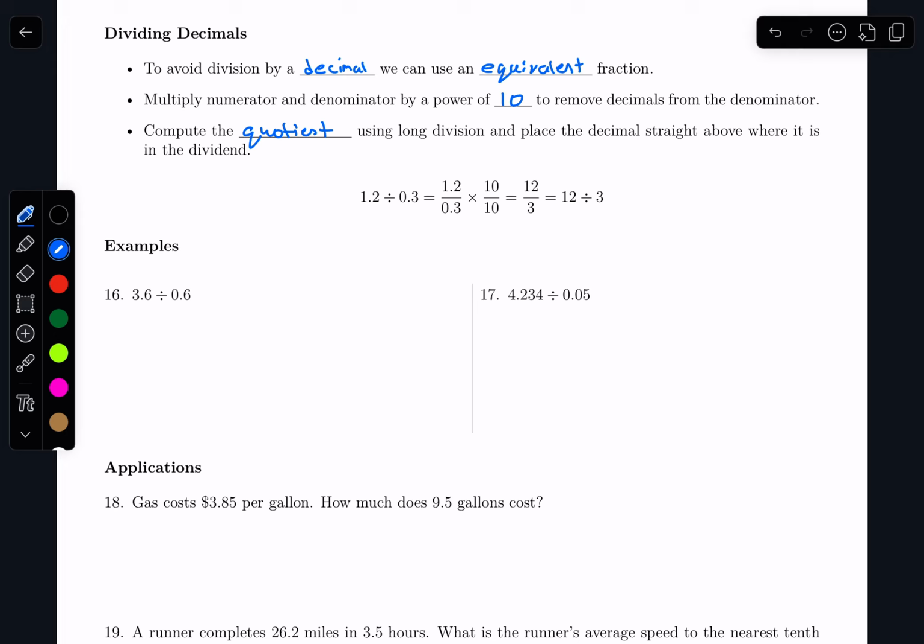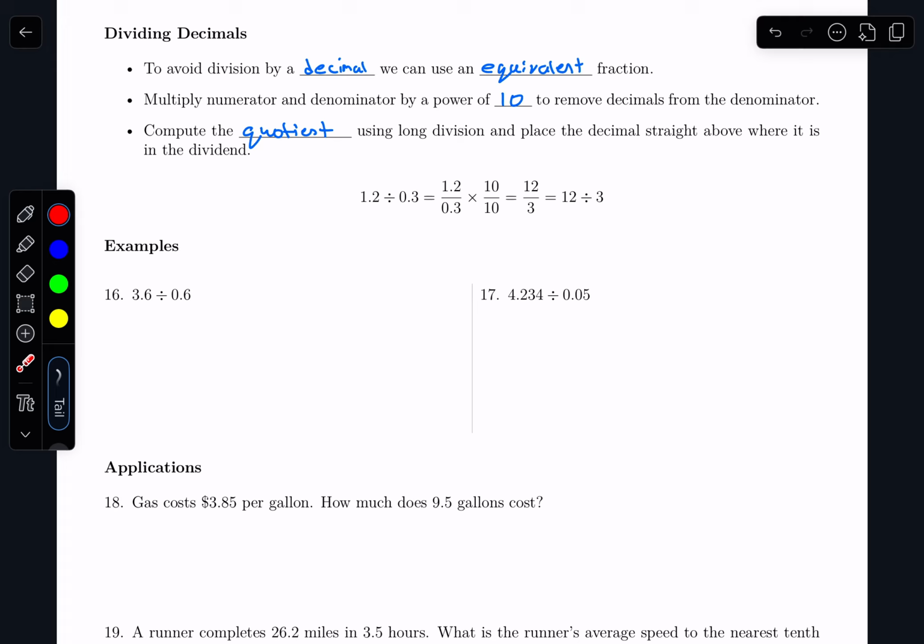Then we're going to compute the quotient using long division and place the decimal straight above where it is in the dividend. So what I mean by all this, when we write this division symbol in between two numbers, that's the same as writing a fraction. So 1.2 divided by 0.3 is the same as 1.2 in the numerator and 0.3 in the denominator. When we say to divide, what we really mean is make this denominator a 1 by finding an equivalent fraction that has a 1 in the denominator.